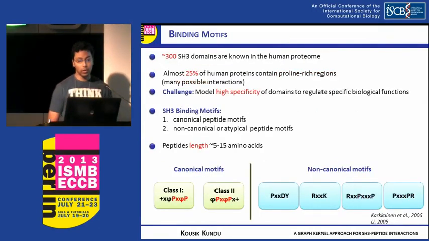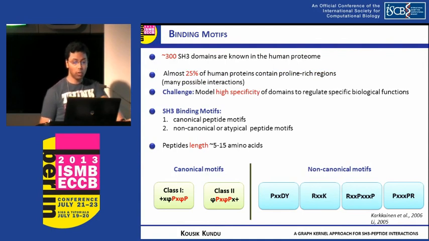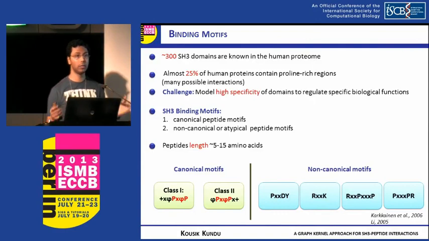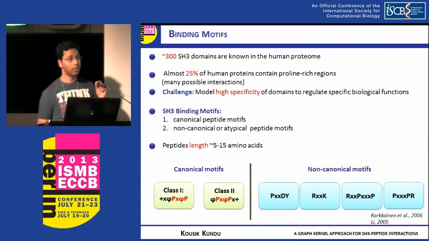Around 300 SH3 domains are known in human proteins. Interestingly, 25% of human proteins contain proline-rich regions, so these regions can be targeted by the SH3 domains. Here the challenge is to understand how the hundreds of SH3 domains specifically bind with their partners to regulate specific biological functions.